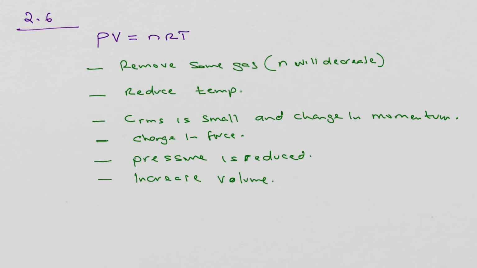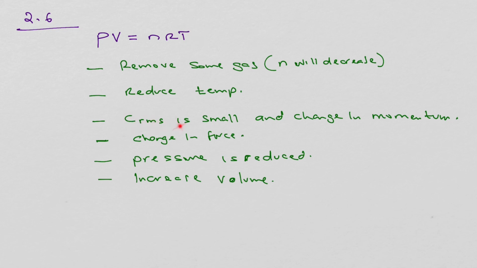Question 2.6. The mixture of gases in the cylinder stays the same. Explain, using the kinetic theory model, two changes that can be made independently to reduce the pressure exerted by the gas. PV equals nRT. By removing some gas, n will decrease, so pressure will go down if you remove some gas. If you reduce the temperature, the pressure will go down, because pressure is directly proportional to temperature.